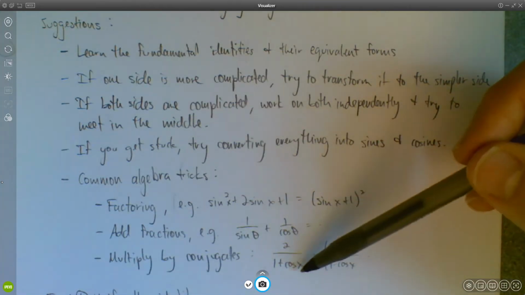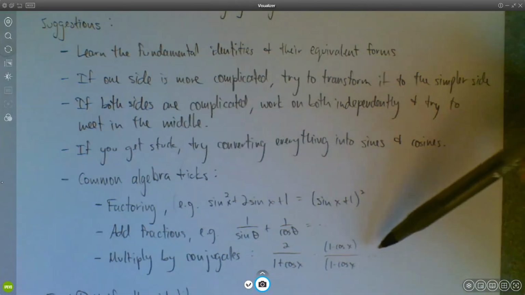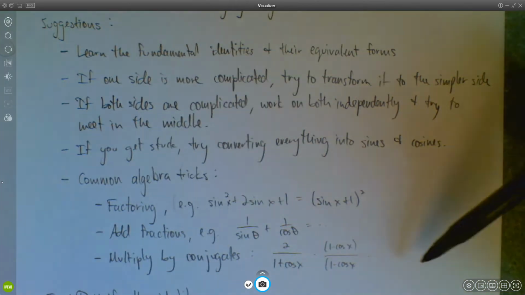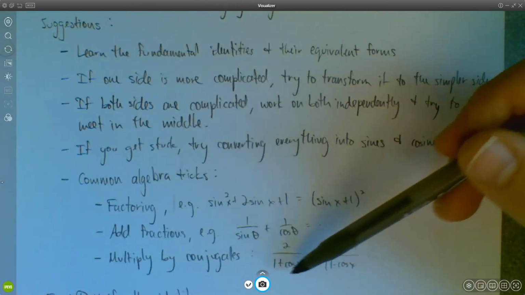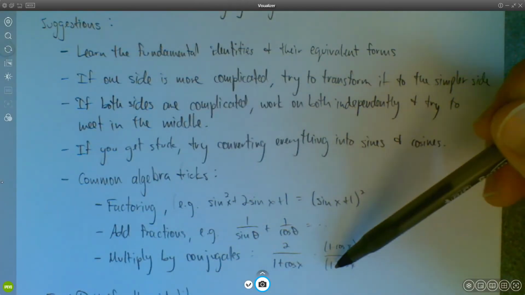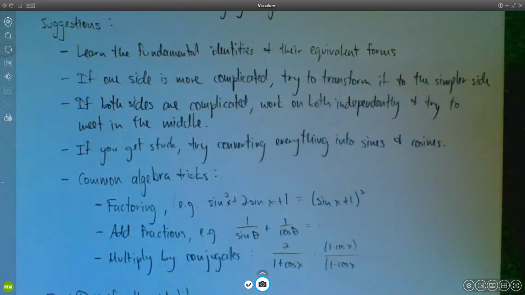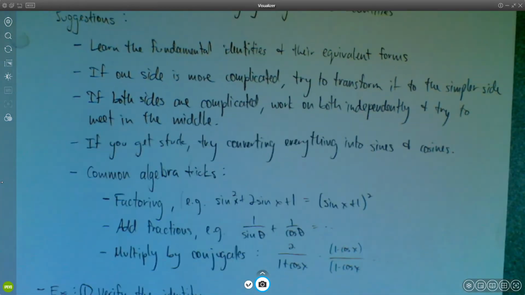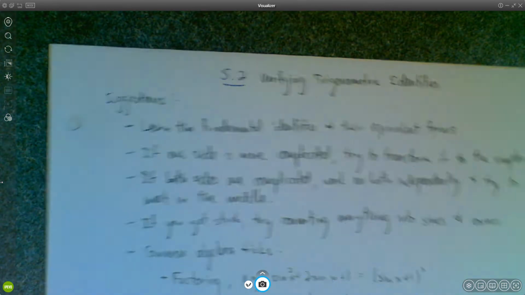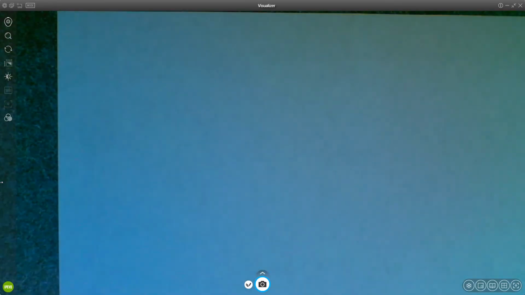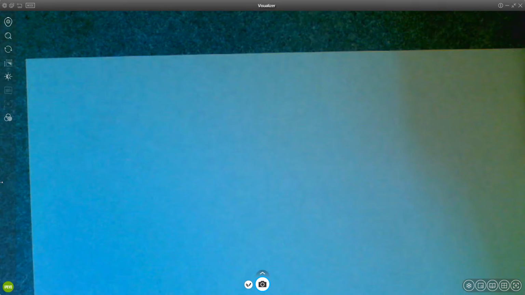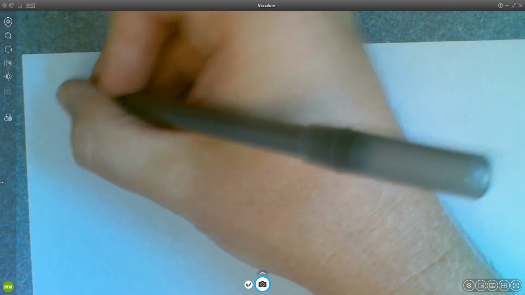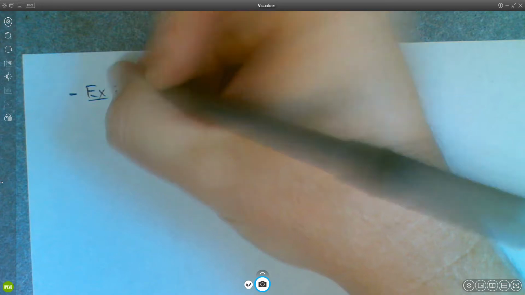So if you had something like 2 over 1 plus cosine x, but on the other side you notice that you had a 1 plus sine x over 3 or something, right? Then that might tell you, oh, maybe if I multiply by the conjugate 1 minus cosine x, then I can change this thing so that the sum is occurring in the numerator rather than in the denominator, right? So these are common tricks that we might appeal to as we're trying to verify some identities. So let's get to it. I have 5 examples that I want to show you, and I haven't worked these out yet, so wish me luck.